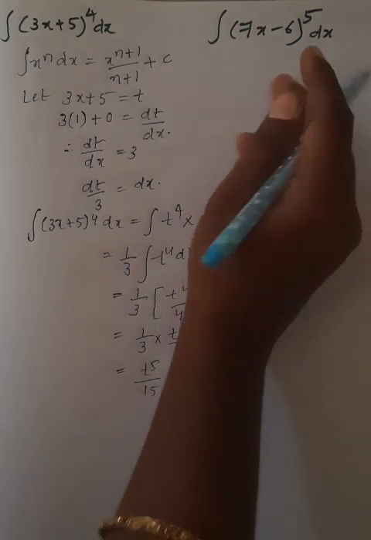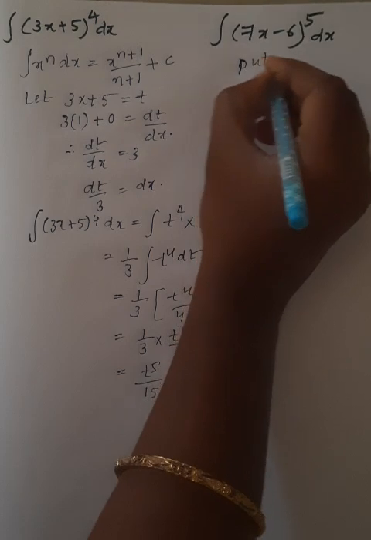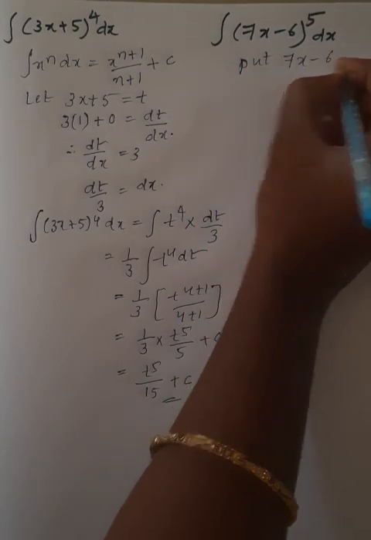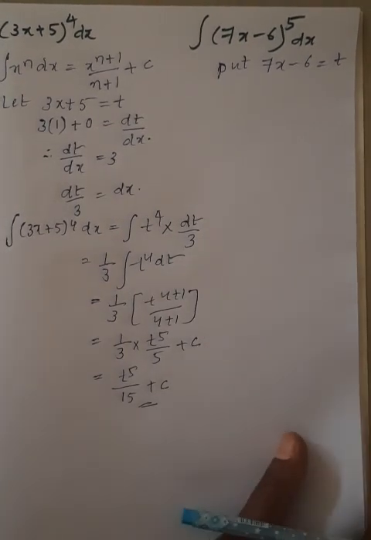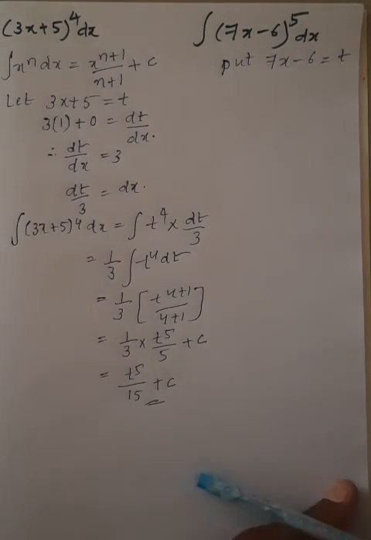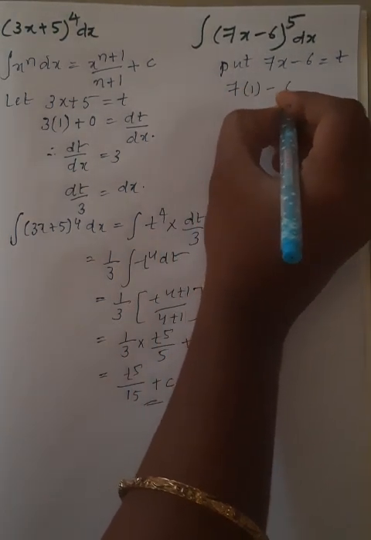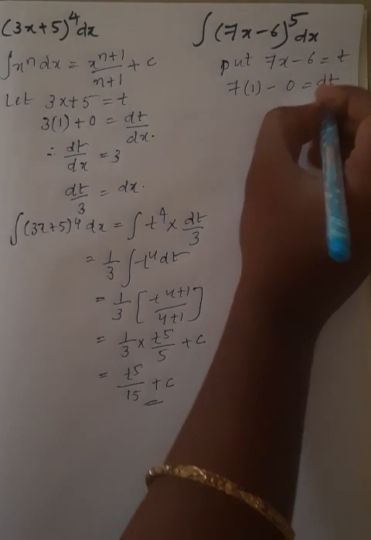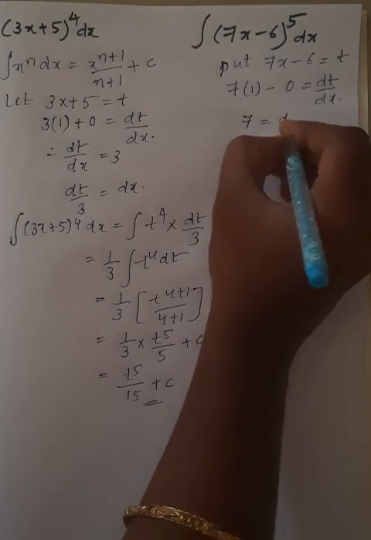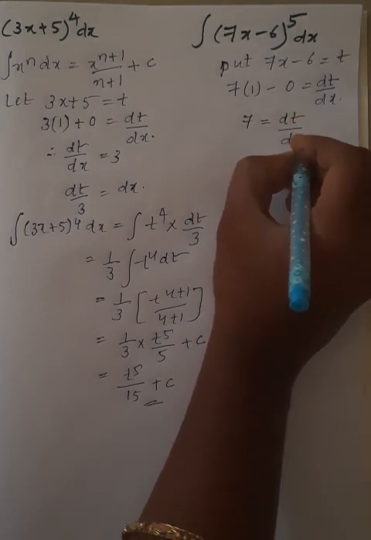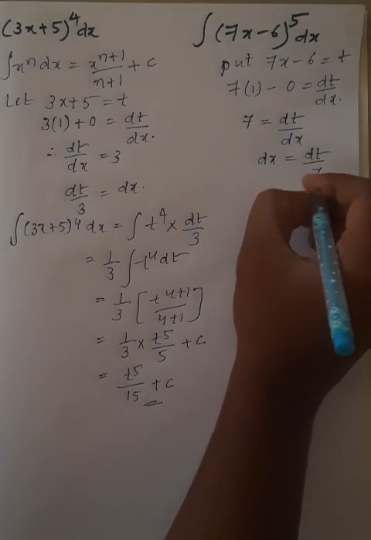Let us consider 7x - 6 is equal to t. So put 7x - 6 = t. After considering 7x - 6 equal to t, we have to differentiate both sides. So differentiation of 7x will become 7 into 1, minus 0, is equal to dt by dx. Therefore, 7 = dt/dx. Therefore, dx = dt/7.